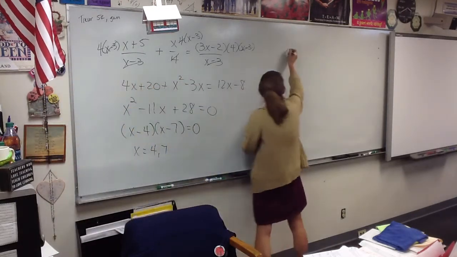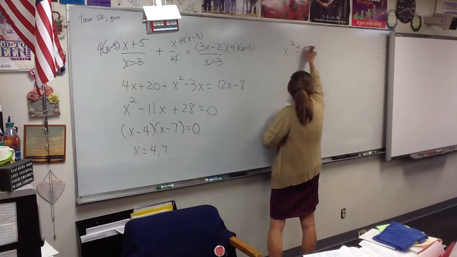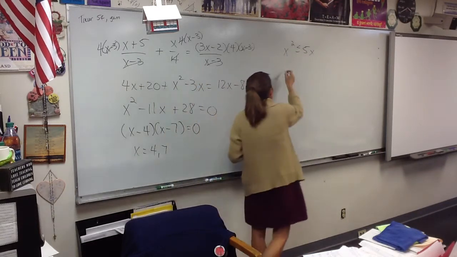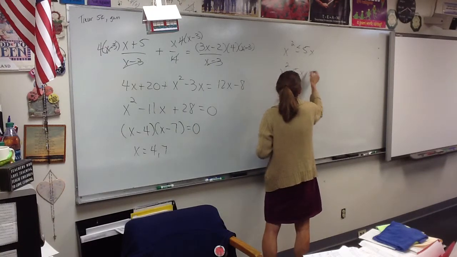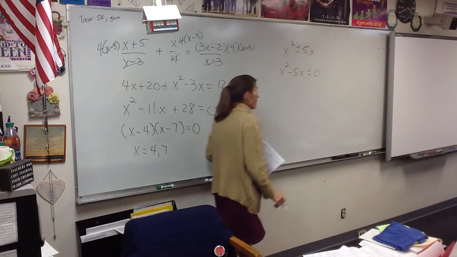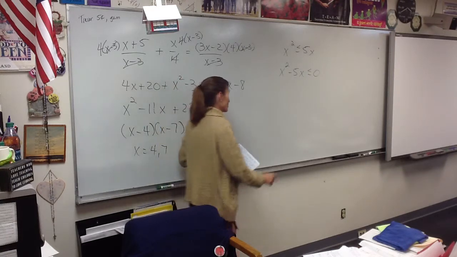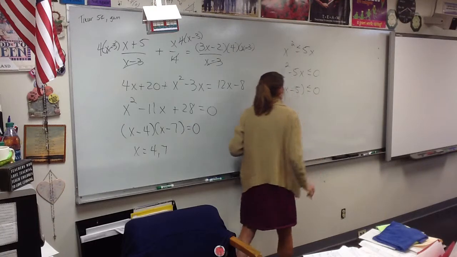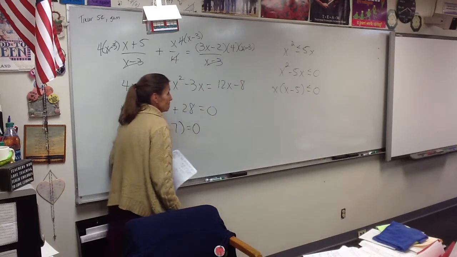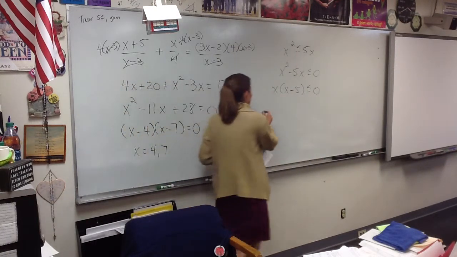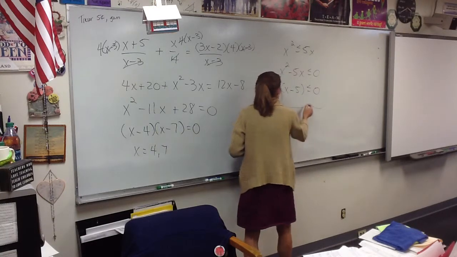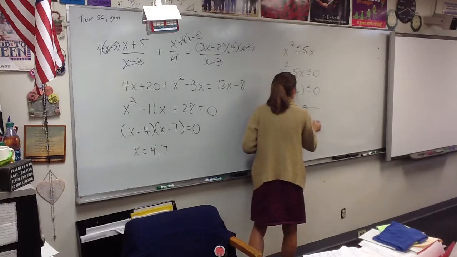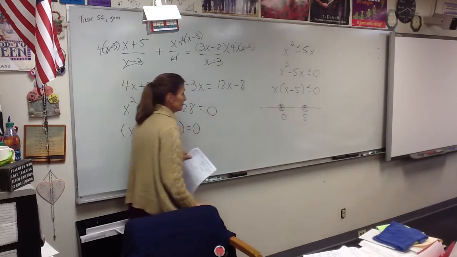All right, number 2. Step 1. Get 0. We like to have 0 in our inequalities. Now what? Factoring. In this case, that's just taking out an x. Now what? Number line. Where will the dots go on the number line? These will be closed dots at 0 and 5.